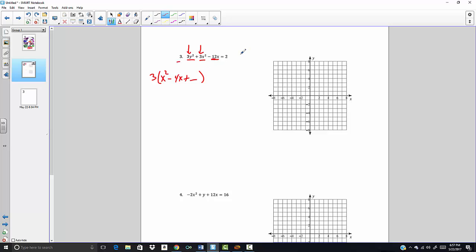Next, I'll have the 3y squared. I see no other y's in the entire equation, so I can just say, okay, plus 3y squared. It is a completed square already. There's no other y terms sitting out besides just the square. This will equal 2.